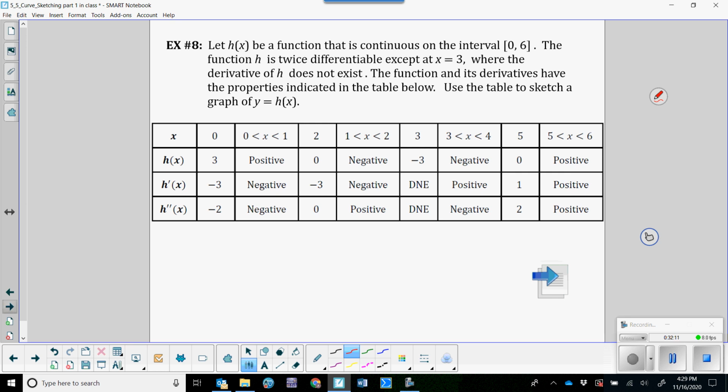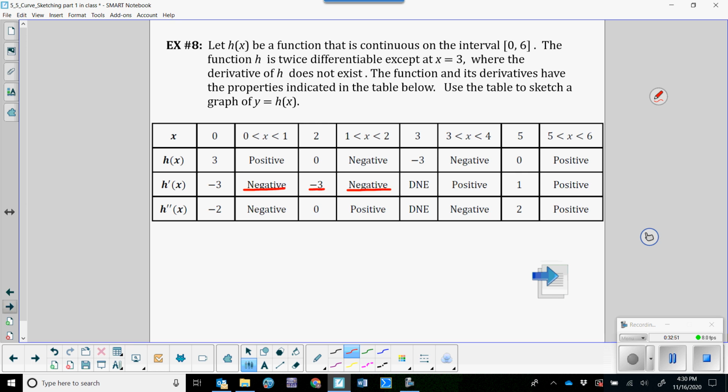Then from 0 to 1, we know that h of x stays positive, and then when I get to 2, I get 0. So that means I'm going to stay above the x-axis until I get to 2, and then I'm going to hit 0. h prime is negative from 0 to 1, which means that my function is decreasing from 0 to 1. At 2, it's also negative. It's -3, so I'm still going to be decreasing. And then from 1 to 2, negative again. So I'm going to keep decreasing from basically 0 to 2.